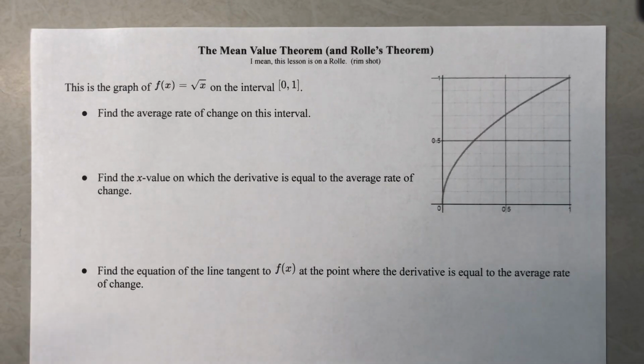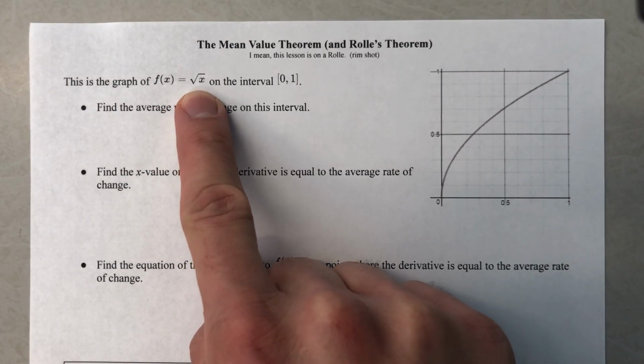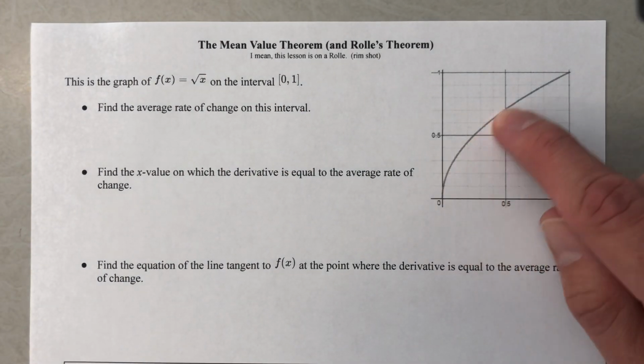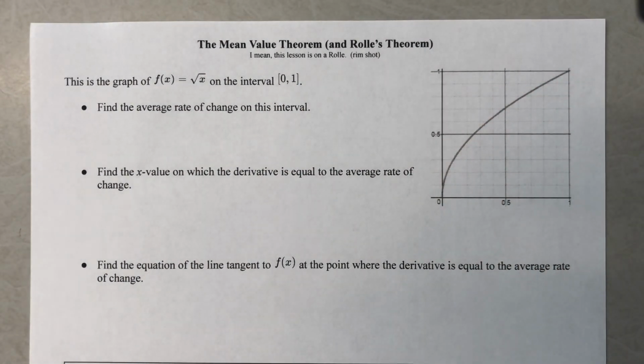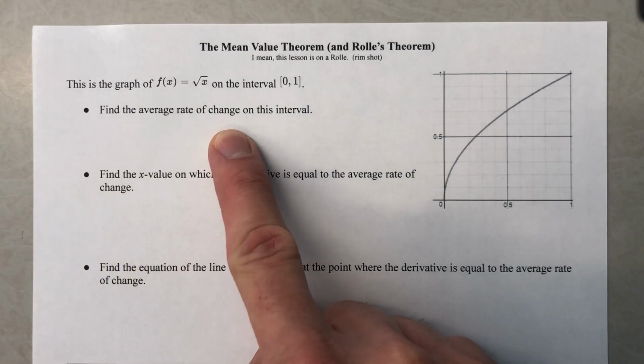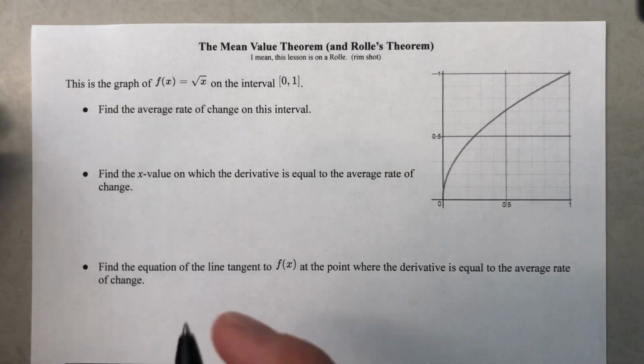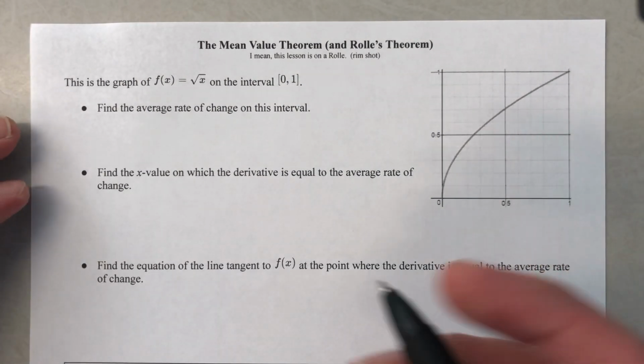Well, this is the graph of f of x equals square root of x on the interval from 0 to 1. Let's look at it. There it is. Aren't you glad you looked at that? We're going to find the average rate of change on this interval. We know how to find an average rate of change. That's essentially a slope. So let's do that very quickly, and we're going to represent it by what we see on the graph as well.